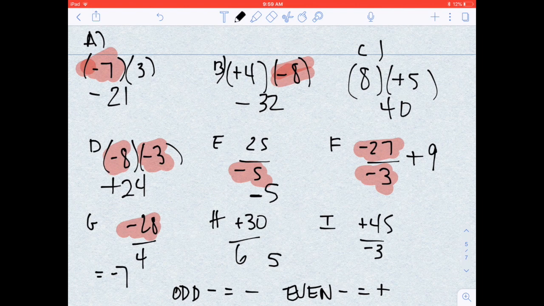And last one, positive 45 divided by negative 3. I have an odd number of negatives. I have just 1 negative, so I'm going to end up with a negative answer, and that gives me negative, oh, that's wrong, not negative 9. Hang on. Negative 15.